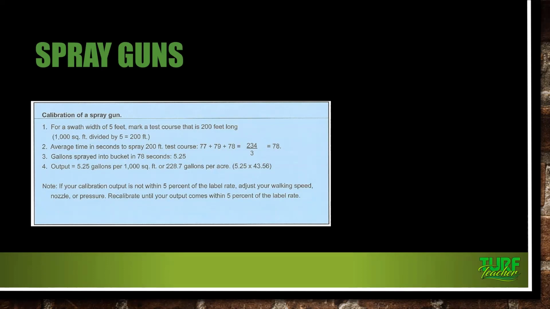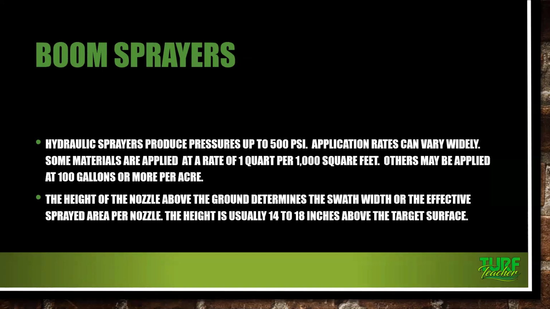5.25 times the 43.56. So note, if your calibration output is not within 5% of the label rate, you've got to adjust your walking speed or your nozzle or even your pressure. Recalibrate until your output comes within 5% of the label rate. We got some good problems to see with that.